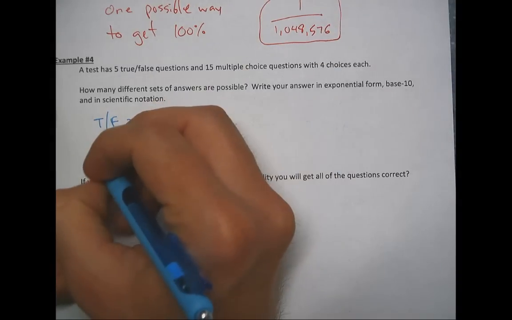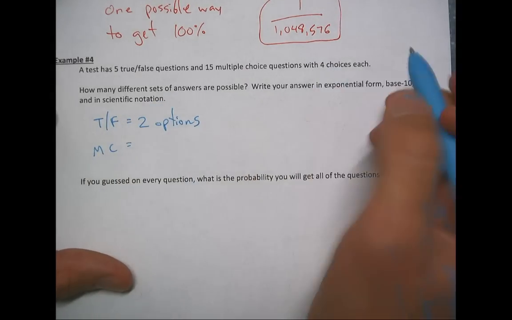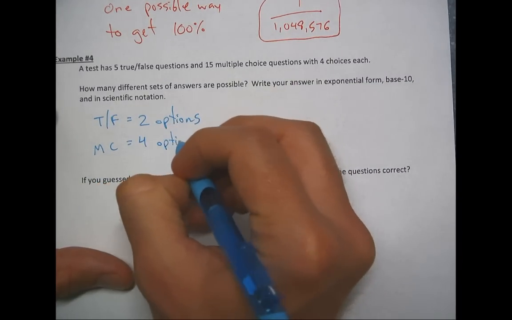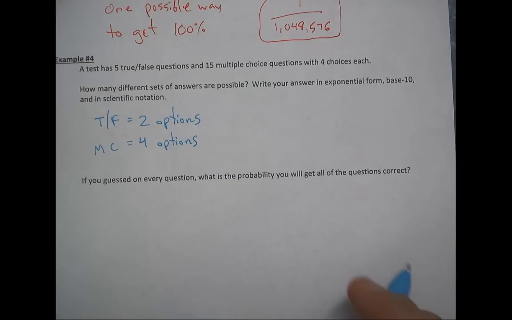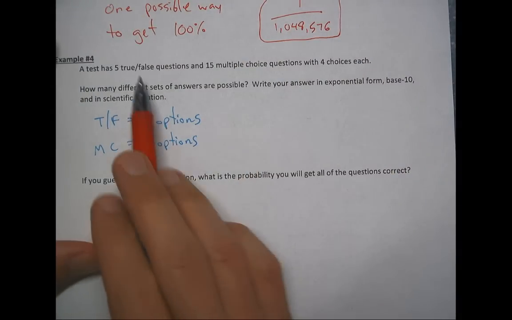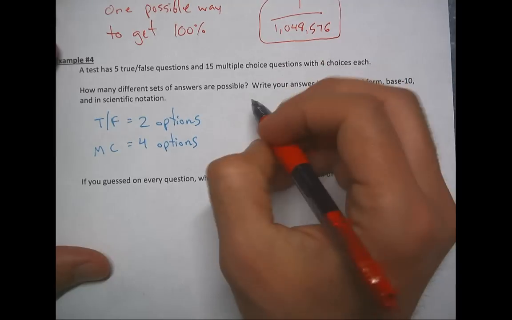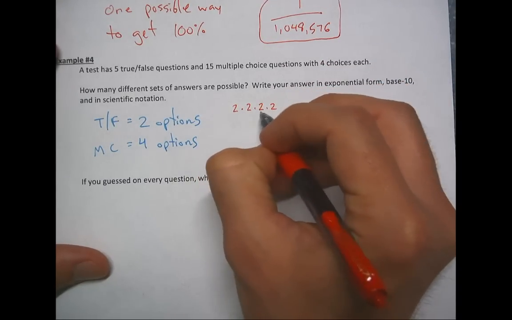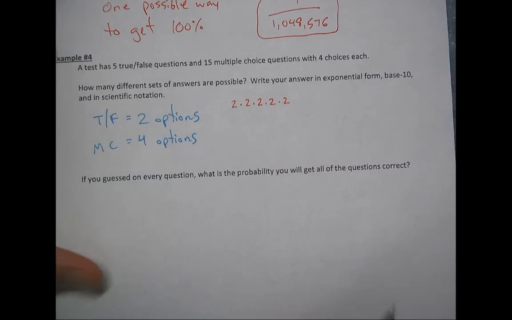And then we've got our multiple choice, which again, in this specific problem, they'd have to tell you, but there's 4 options. Probably A, B, C, and D. 15 of those. How many different sets of answers are possible? We're going to write them in exponential, base 10, and scientific. So just like we just did. So first of all, you're going to have 5 true or false questions, and each one of those has 2 possibilities. 1, 2, 3, 4, 5.